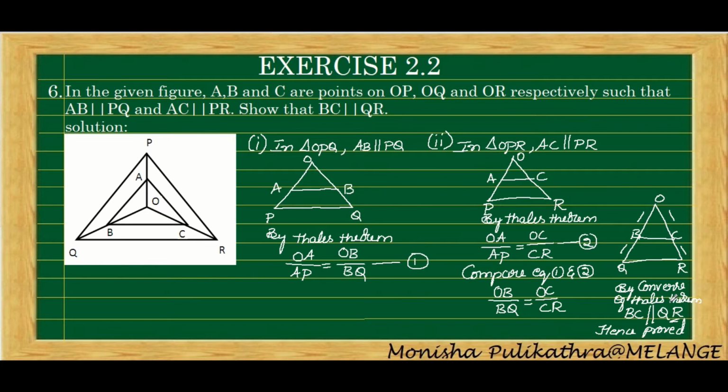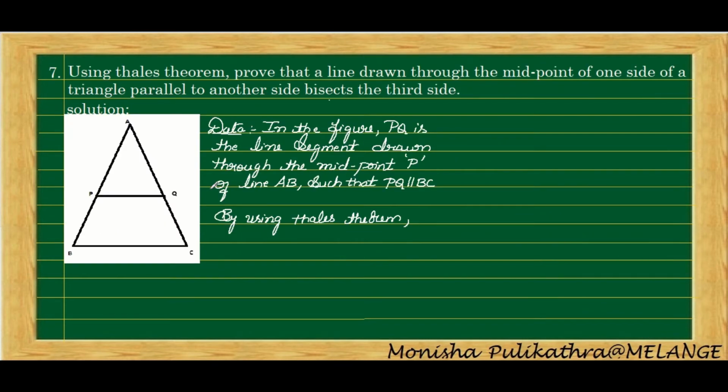Okay. Moving on to the seventh problem of this session. The seventh question is, using Thales theorem, prove that a line drawn through the midpoint of one side of a triangle parallel to another side bisects the third side. So this is the line drawn. PQ is the line drawn from a midpoint. Here P is the midpoint of one side of a triangle. So this line is parallel to the third side.